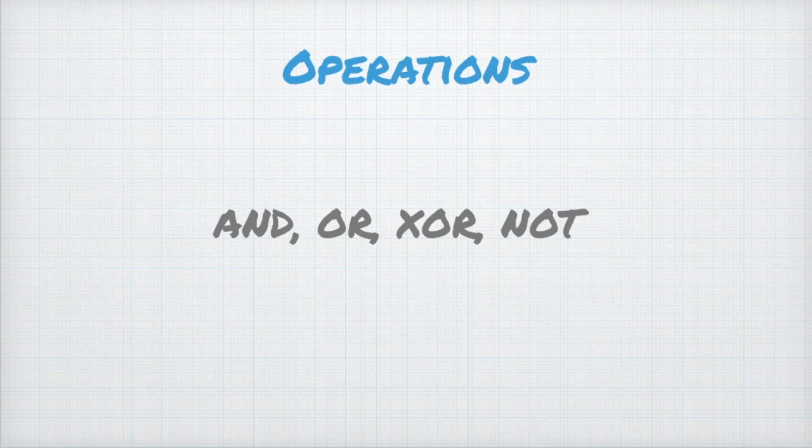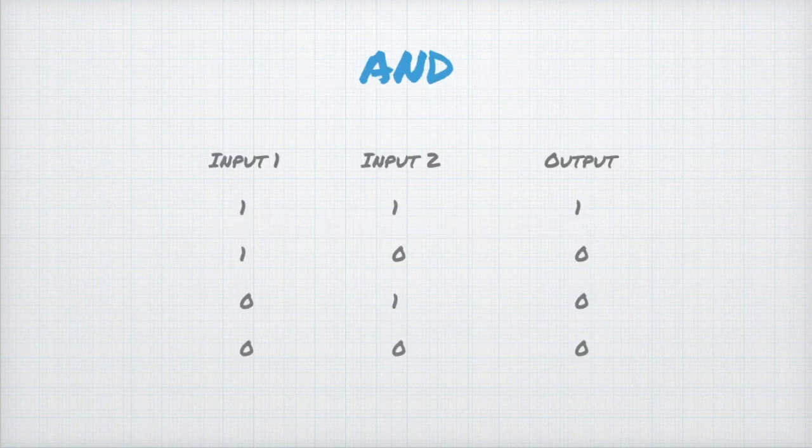Now that we understand what Booleans are, we can define a few operations that use them. The AND operation takes in two Boolean values and tells us if they are both true. Here, 1 and true are basically the same, and 0 and false are also the same.